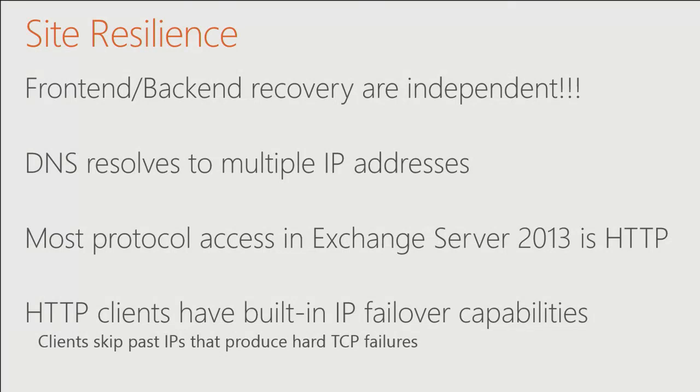The multiple IP addresses for your namespace is another big win because most of the protocols in 2013 are HTTP based, and that stack will automatically fail over to the next IP address in the list if it can't do a TCP connect to the first guy on the list. That means your detection of an issue is irrelevant. Client sees an issue, he goes to the next guy in the list, and you're restored service automatically. You may not even notice a blip, but the client is still working. So that's a big win from a recoverability perspective.